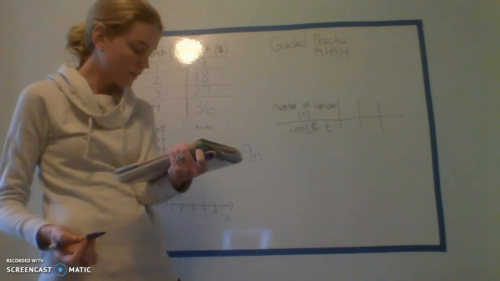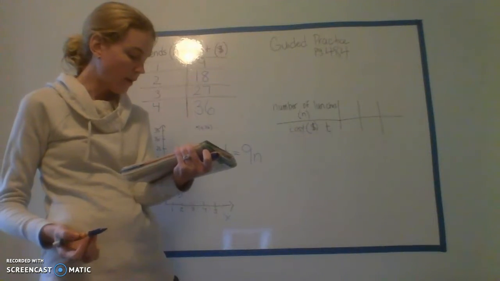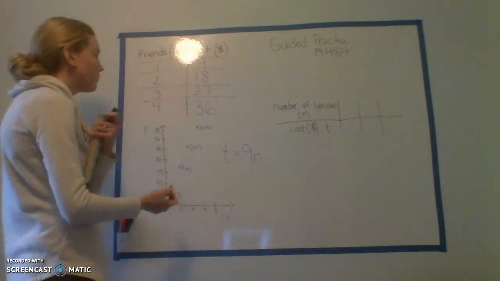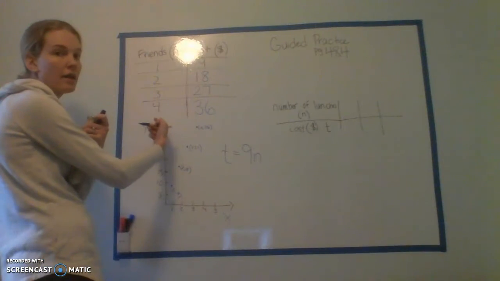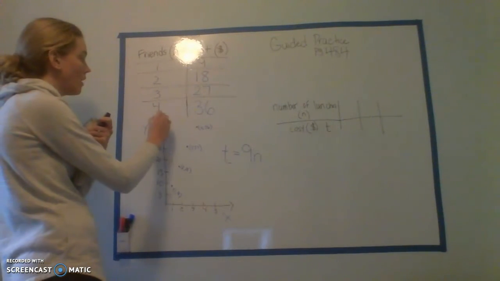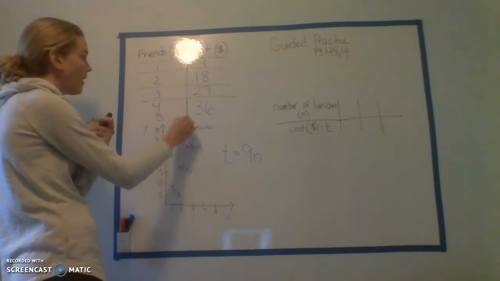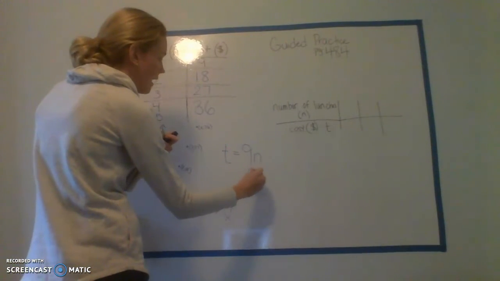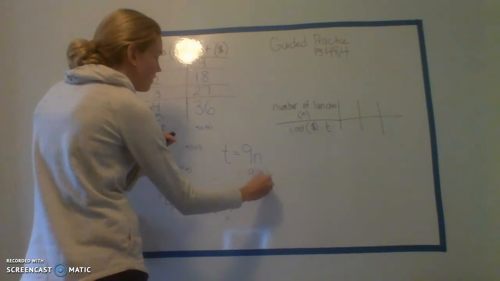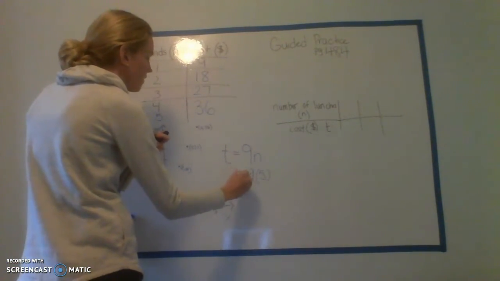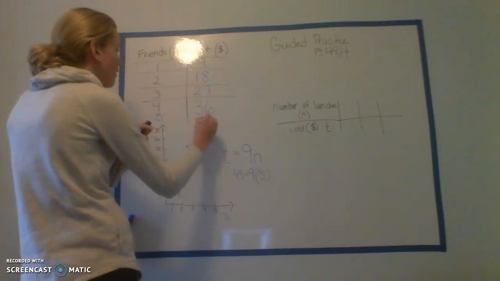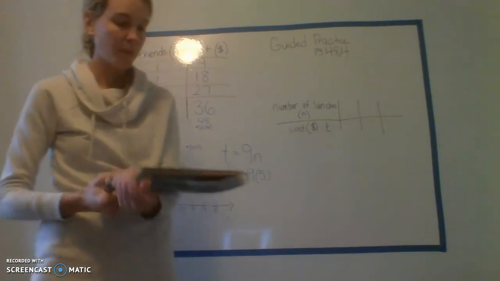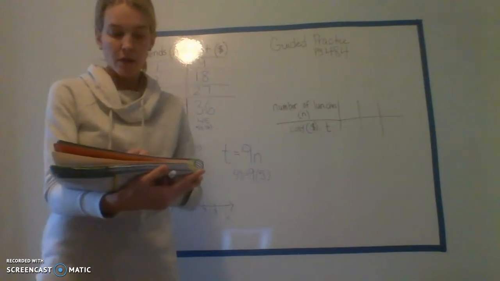Number 4 says, list the ordered pair for the cost when 5 friends go to the museum. So 5 friends would just mean adding another point to this table, right? It would be 9 times n, so 9 times 5 is 45. So your ordered pair is going to be (5, 45). So that was the real world link.